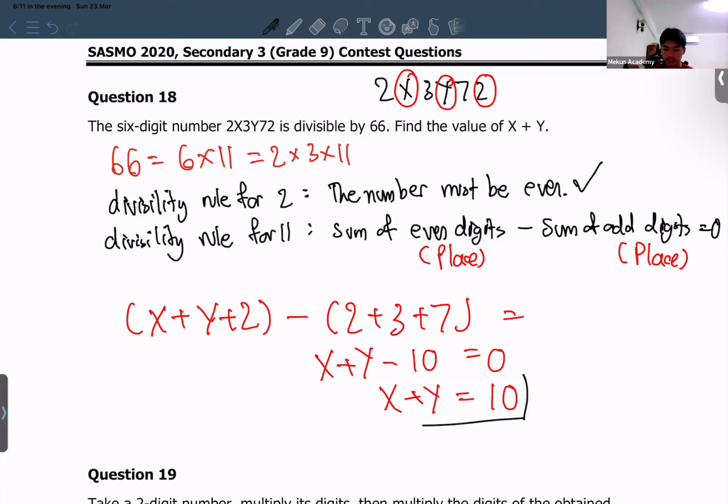For this one, like I said, the even digits are not the digits that are even, but the digits that are in the even places.